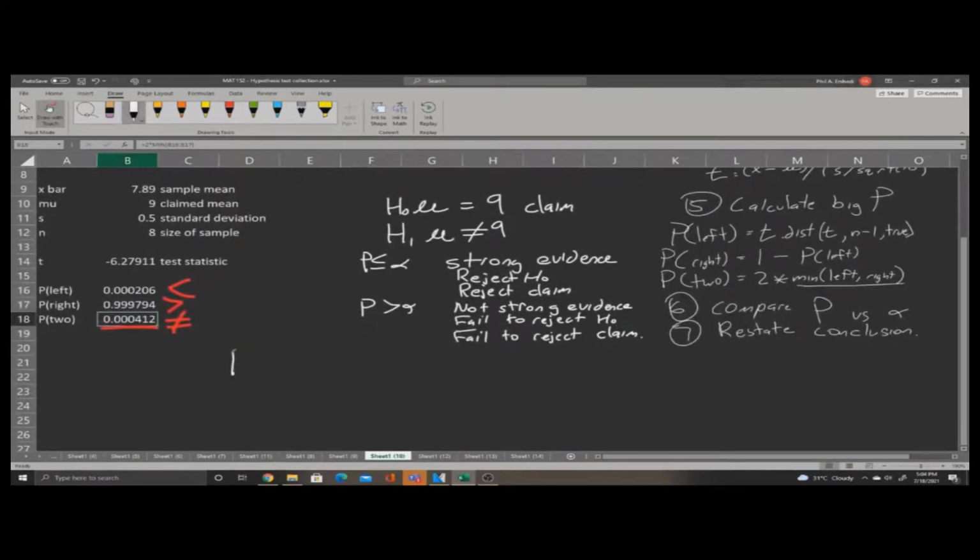Now let's compare that against alpha. Now our big P value was 0.000412. Alpha was 0.05. We can tell that our big P is definitely less. Therefore, we'll go with the first possibility. We do have strong enough evidence to reject this claim, so we'll cross it out. We can say that we do have strong enough evidence at the 0.05 significance level to reject the claim.